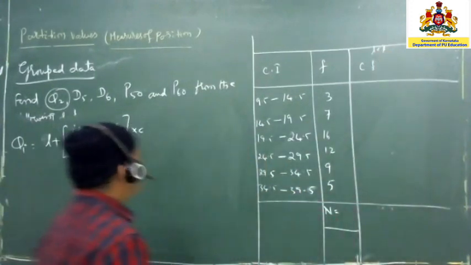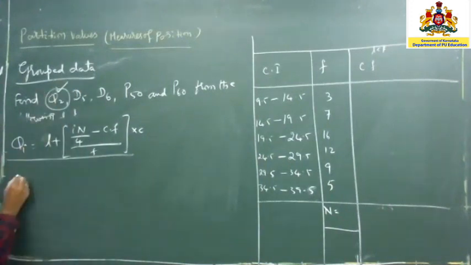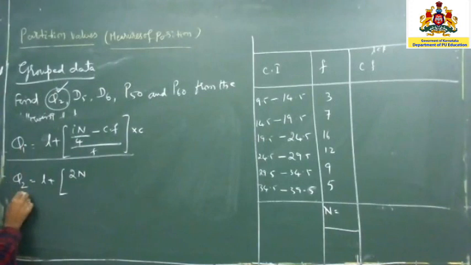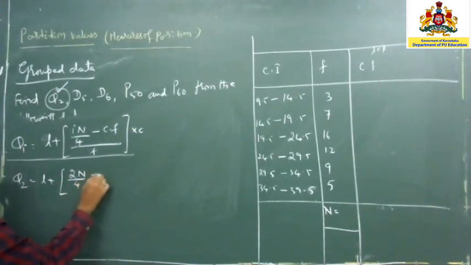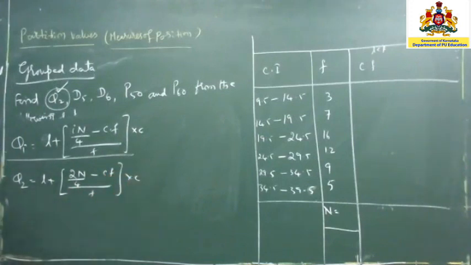Okay. So this is the general formula. What did they ask? Q2. So i is equal to 2: L plus, wherever i is there, I am going to write 2. Look here, this is i, this is 2. So (2n divided by 4 minus CF) whole divided by F into C. So there is not much difference, only i we have replaced with 2 here itself.